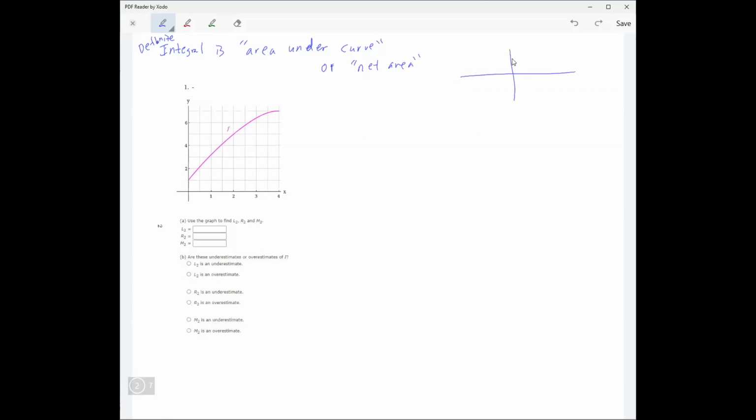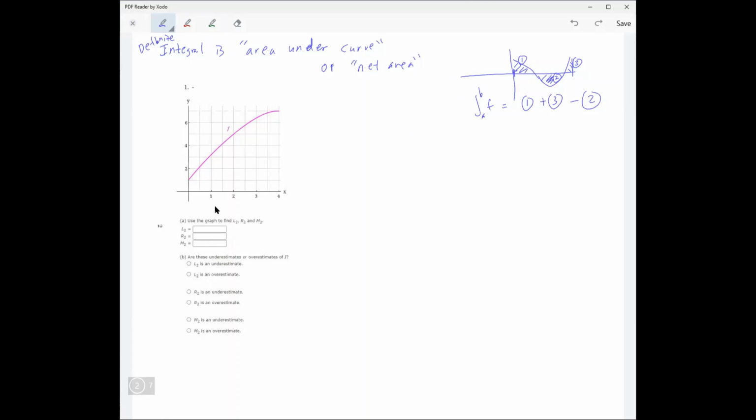So if you had a function like this and you want to integrate from here to here, then it would be this area plus that area. So that one and that area, and let's say that's area 2. So it'd be area 1 plus area 3, minus area 2, because area 2 is under the axis. So that's how that works.